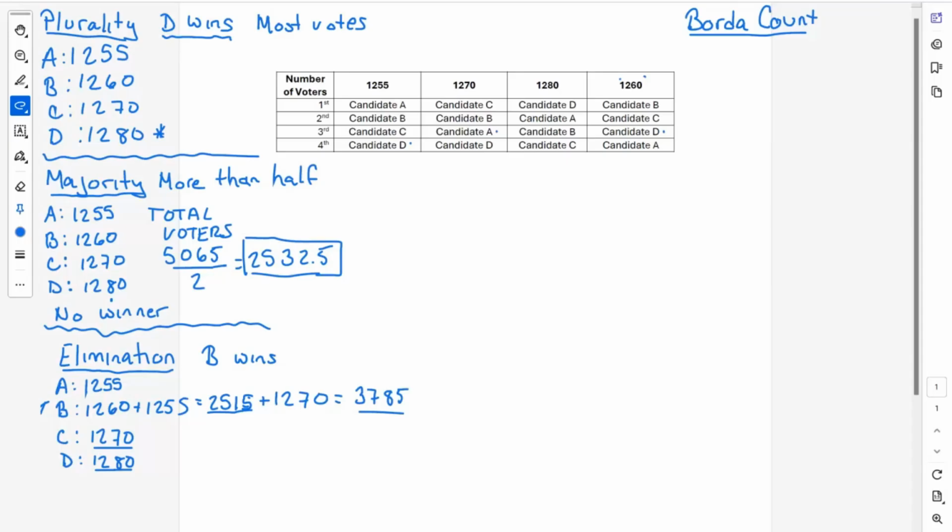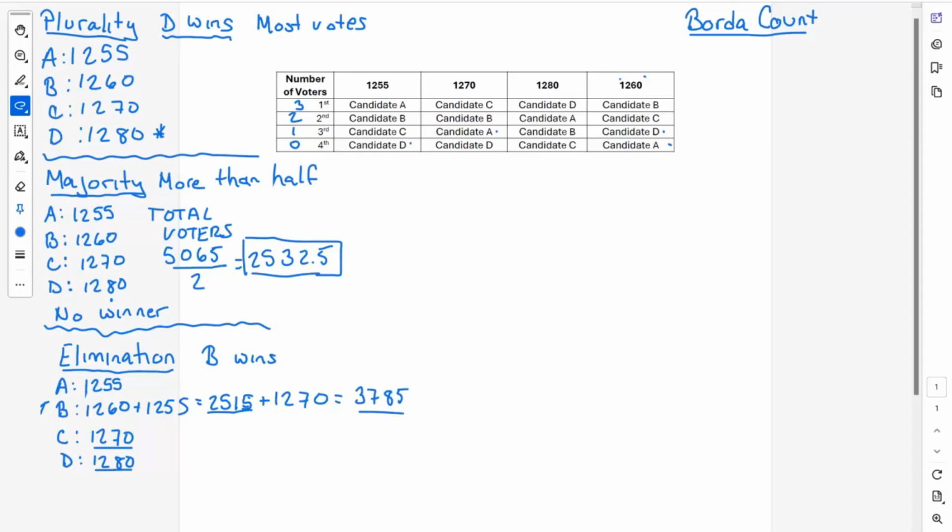And basically what we do is we assign points. So in the case of 4 candidates, the fourth place would receive 0 points. The third place candidate would receive 1 point. The second place candidate would receive 2 points, and the first place candidate would receive 3 points. Okay. So because they receive 0 points, we don't actually have to pay attention to this bottom row at all, which is kind of nice. So let's look at what that looks like.